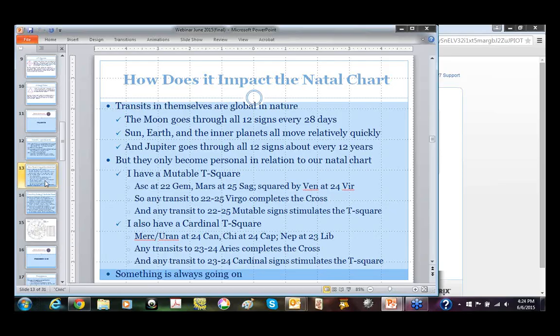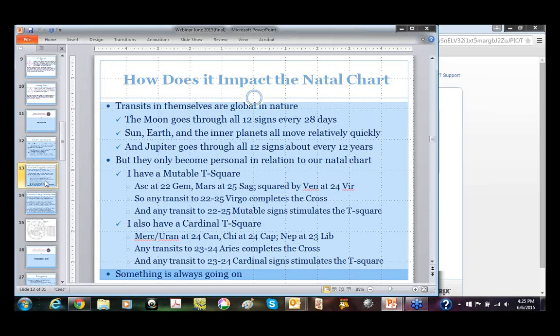I have a mutable T-square. My ascendant is at 22 Gemini. My Mars is at 25 Sagittarius. And both of those are squared by my Venus at 24 Virgo. So any transit to 22 to 25 degrees of any mutable sign is going to stimulate that T-square that I have. And any transit to 22 to 25 Pisces is actually going to complete my cross.